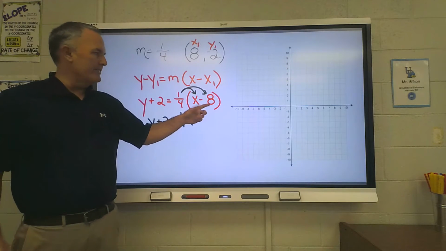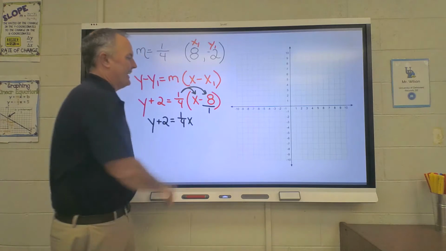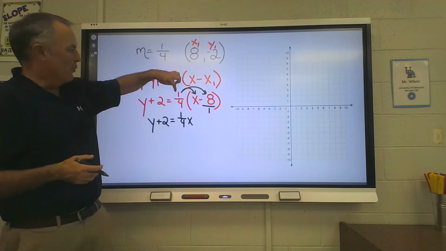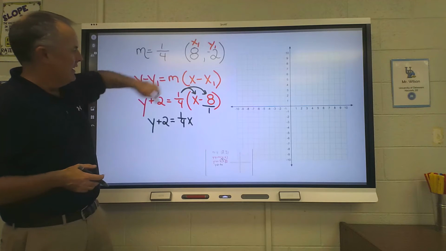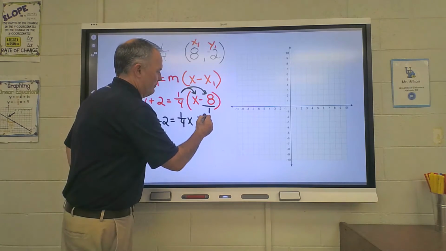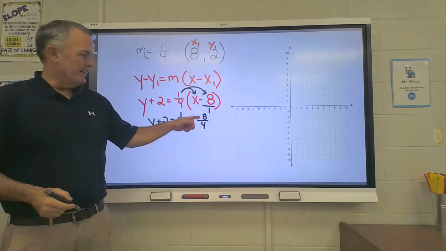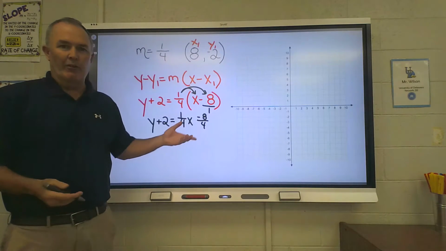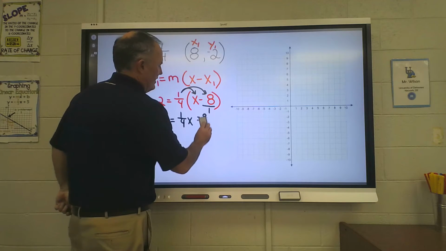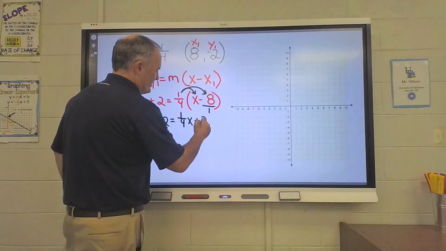So 1/4 times x is 1/4x. And then 1/4 times -8 is like saying 1/4 times -8/1. And all you're doing is multiplying fractions. So 1 times -8 gives me -8 on top. 4 times 1 gives me a 4 on the bottom. All right, let's clean that up a little bit. What's -8/4? That's right, it's -2. Let's change that from a fraction to +2.